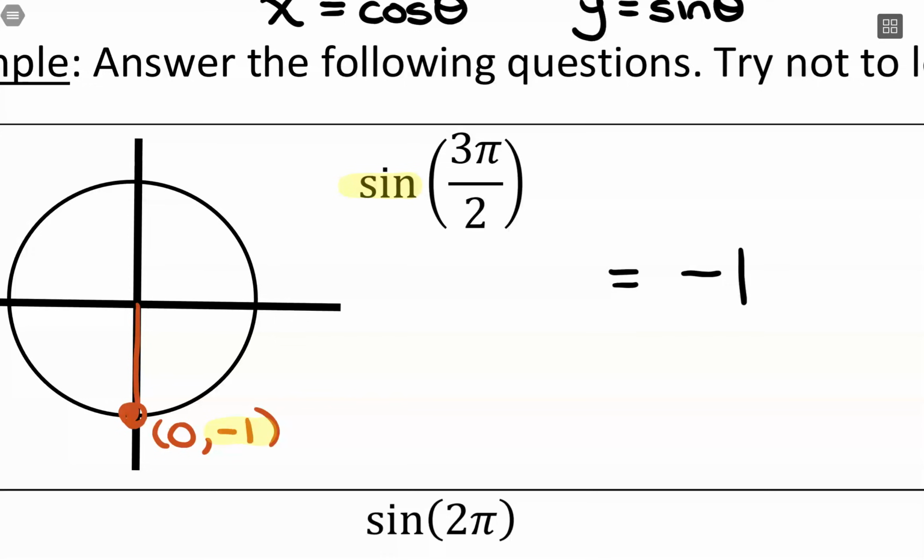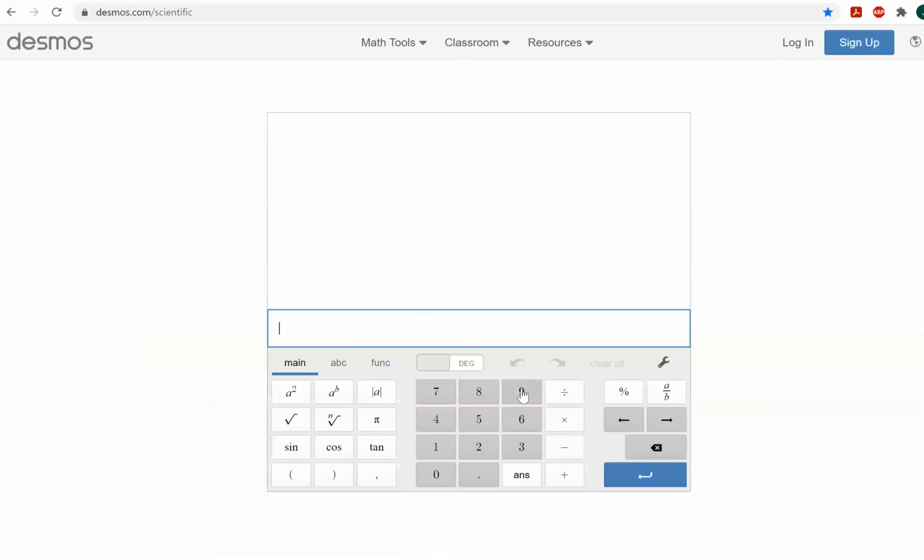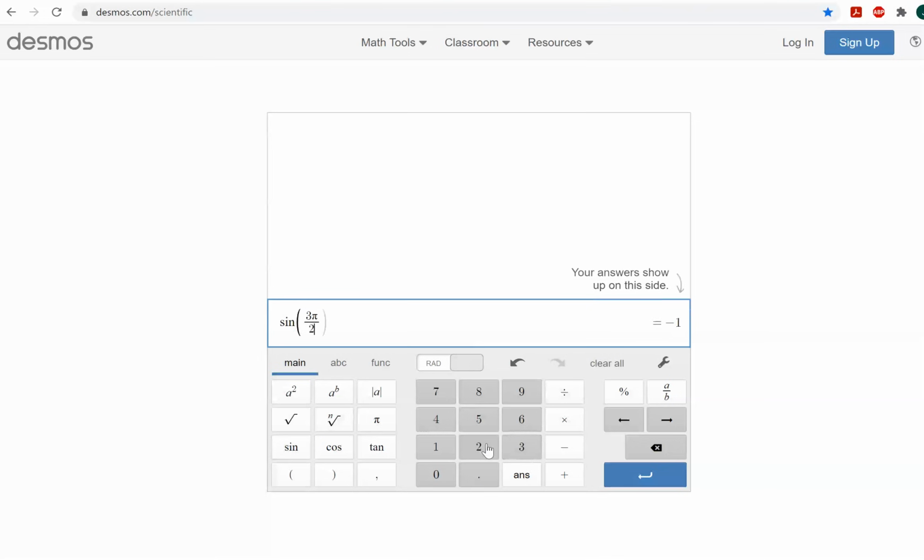So that sine of 3 pi over 2, we could replace that with -1. That would be correct. If we wanted to double check this, we're in degree mode, so I need to switch to radians because that's 3 pi over 2, and just sine of 3 pi divided by 2, and there's our -1. So you can use the calculator to confirm it.